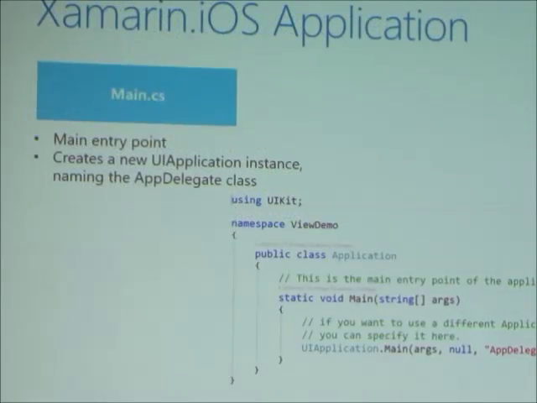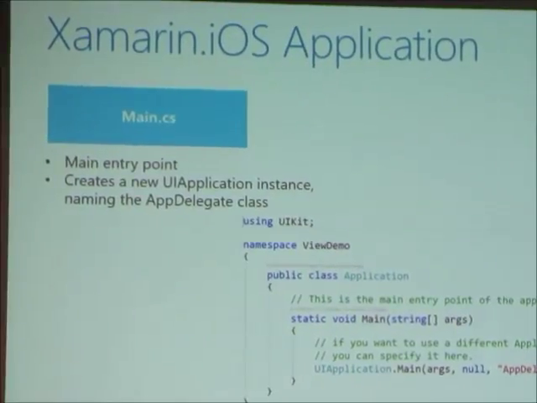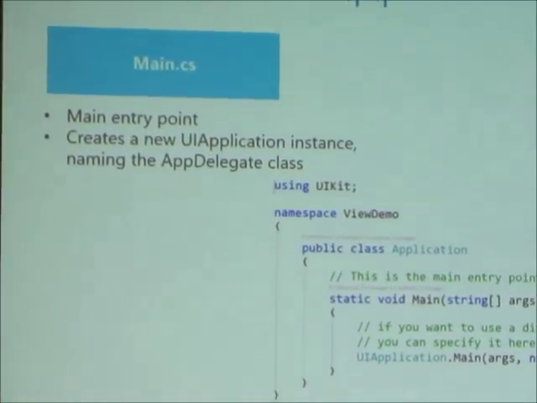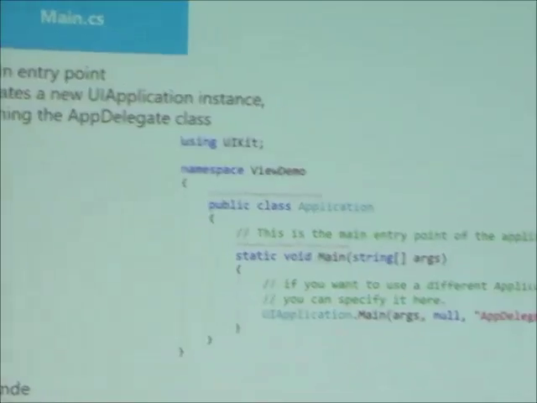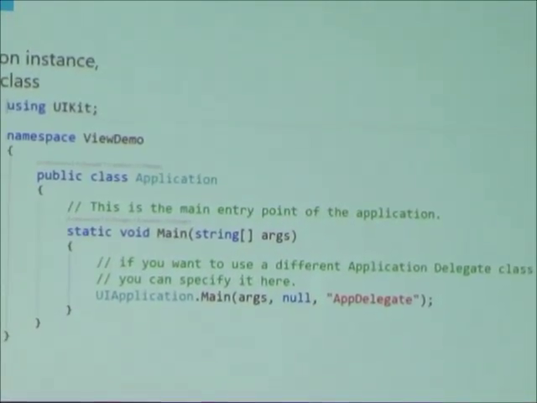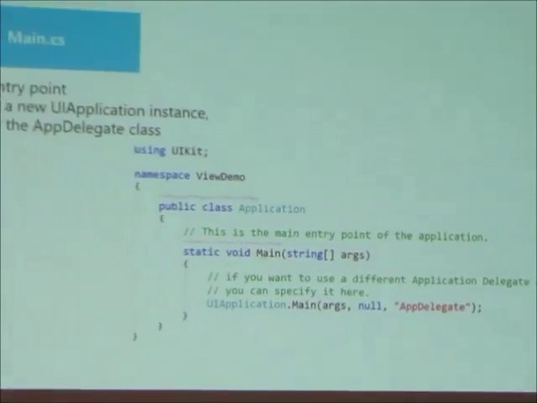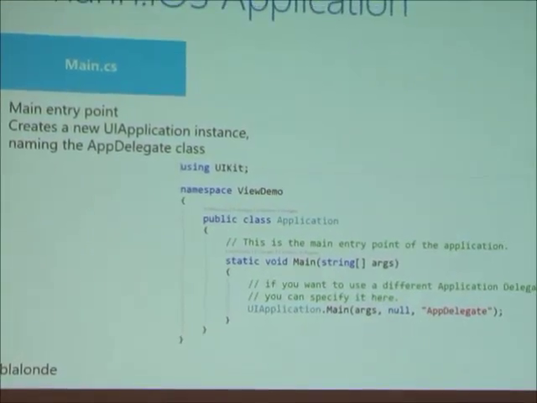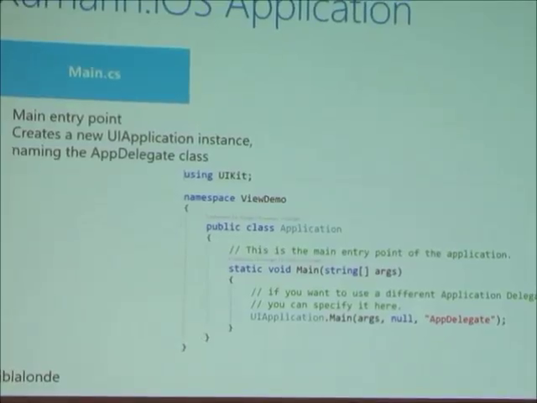All right, so in a Xamarin iOS application, what does this look like? Where do these all fit in? So you have your main class, that's the entry point for your application. That's where your static main is. In your main, it creates an application instance, and it names what your application delegate class is.